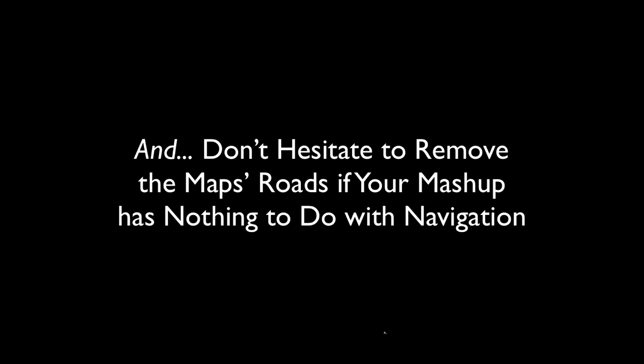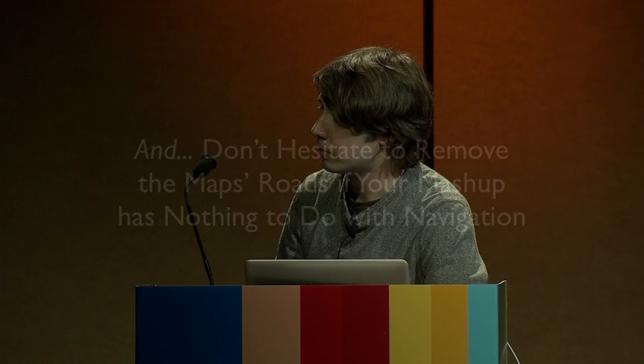However, one point I wanted to make with this is don't hesitate to remove the map's roads if your mashup has nothing to do with navigation. The roads always seem to set the color for the map. If the roads are red, your map will look pink from far away. If your roads are yellow or orange, your map will look yellow from far away. And that will compete with your data, especially depending on what color it is.